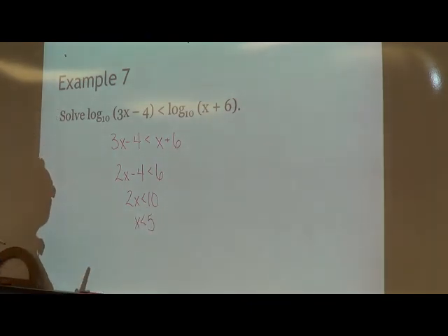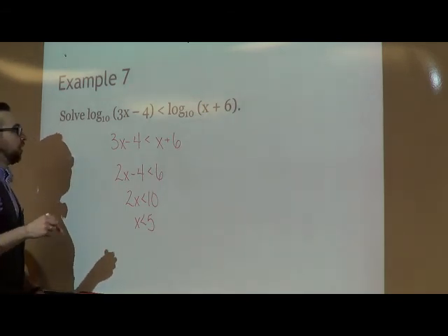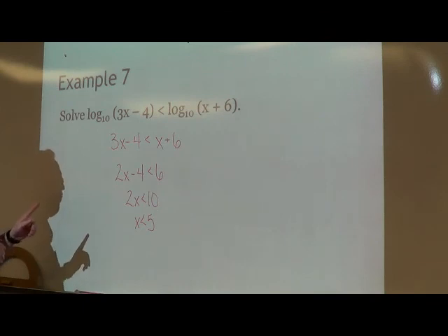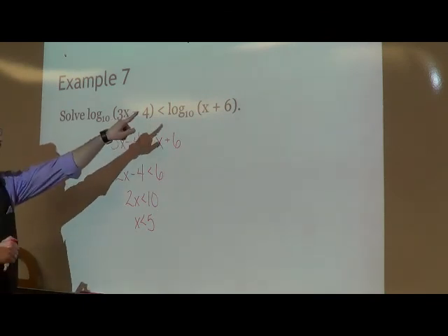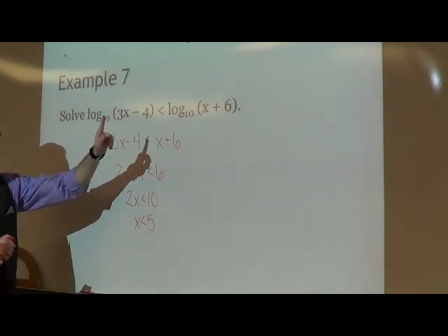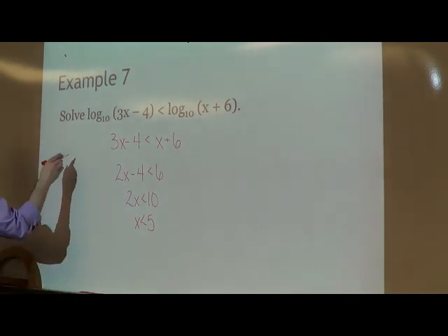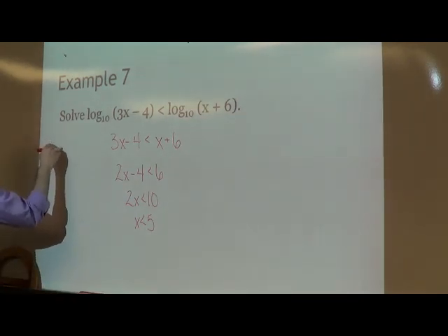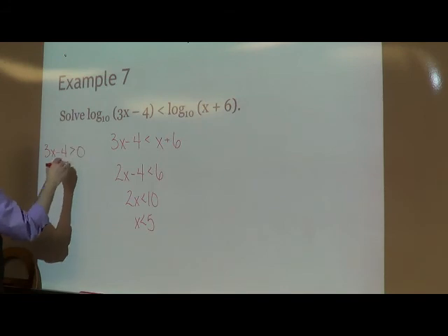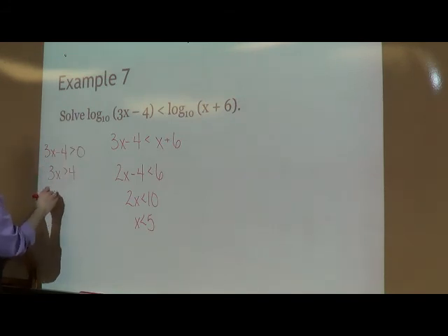But we have to make sure that it stays greater than 0. So that's the other piece you want to make sure of. You have to make sure that both of these things stay above 0. So what you're going to do off to the side then is you're going to say 3x minus 4 has to be greater than 0. So x has to be greater than 4/3.